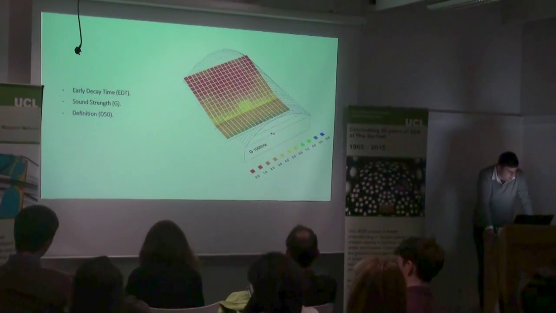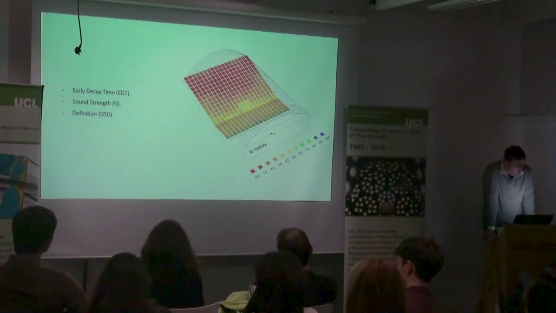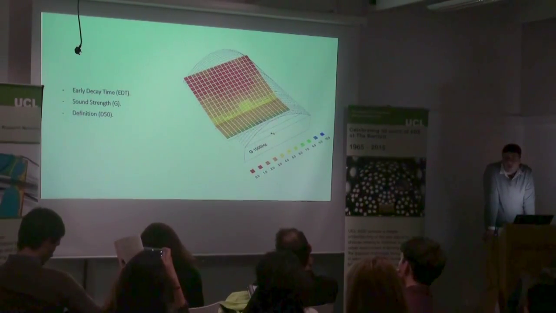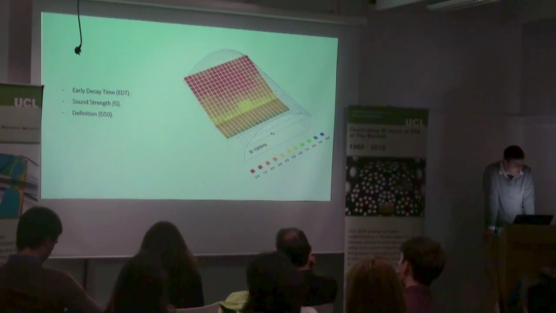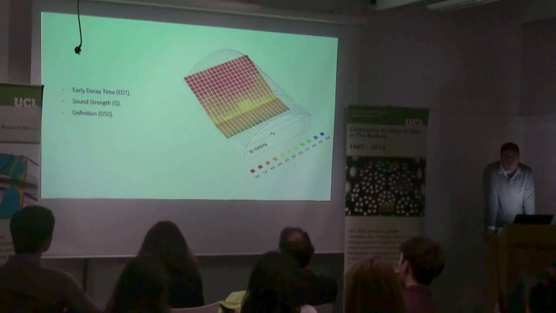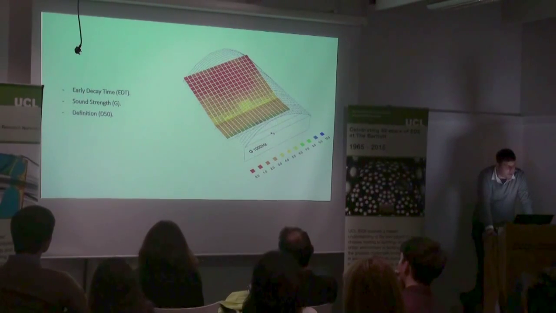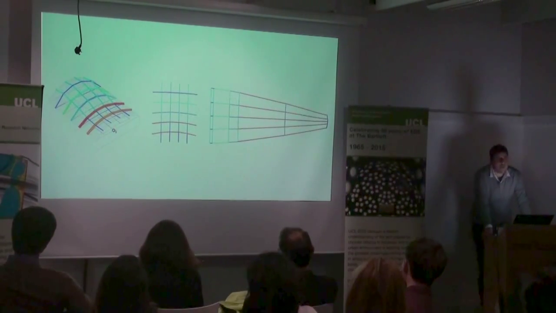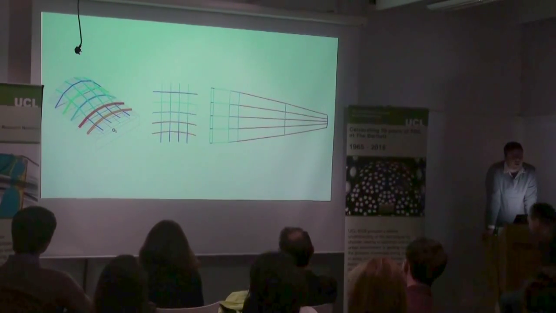For this shell, we're actually using just 3 parameters. Again, early decay time and sound strength, so reverberation and sound strength again. And because this is a classroom, a theater room, and also a music room, we use definition as a parameter value to measure how well the spoken word can be understood. So in this case, there is no parametric model moving control points.